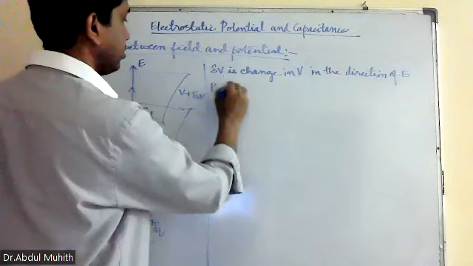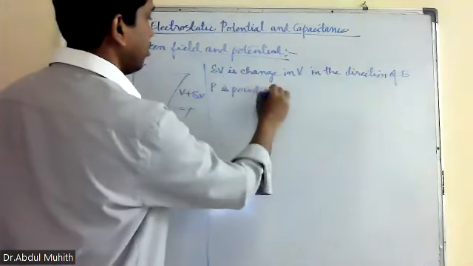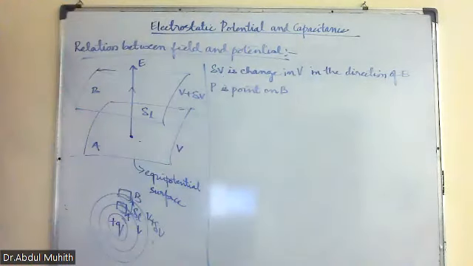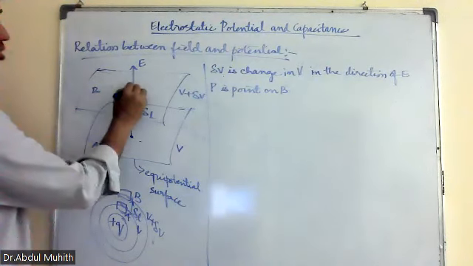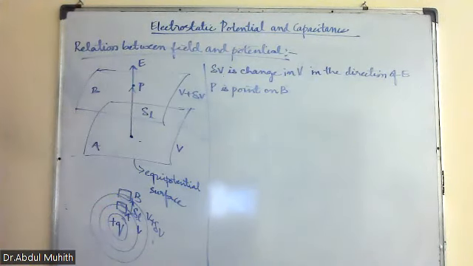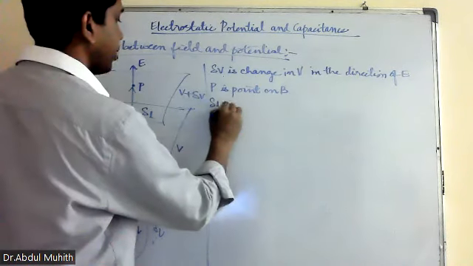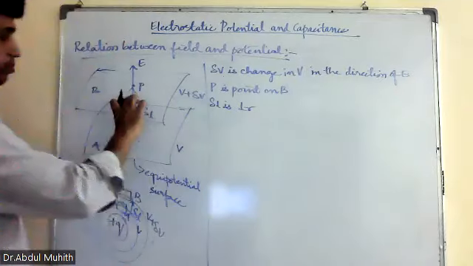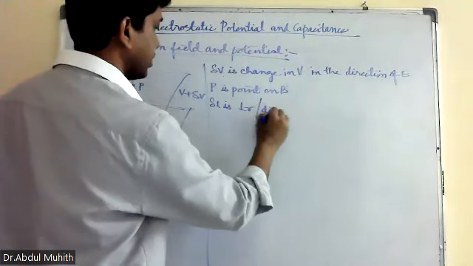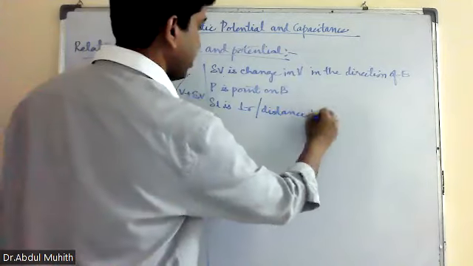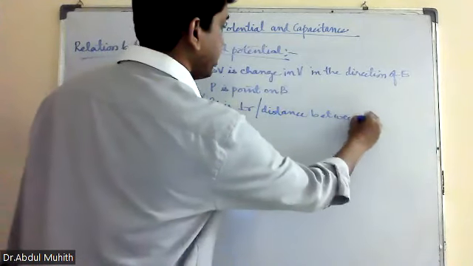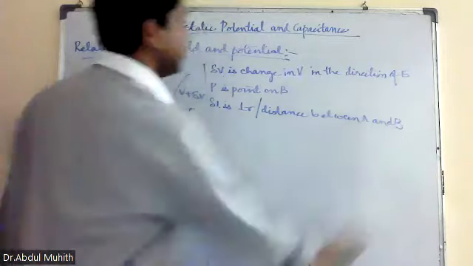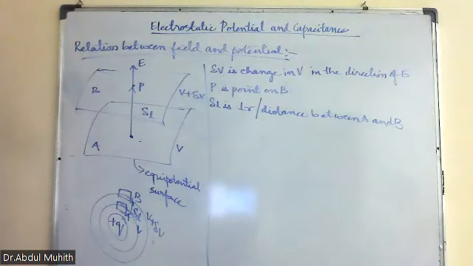Capital P is a point on V. We are taking a point here on the second surface. Now, delta L is the perpendicular from the surface A to point P. Delta L is perpendicular, or we can also say it is the distance between A and B.